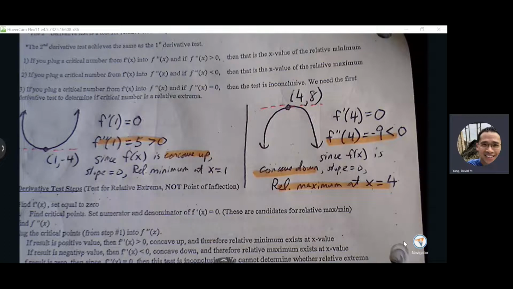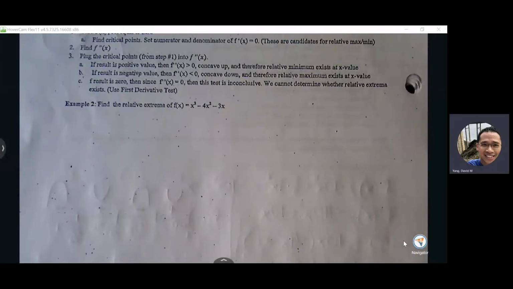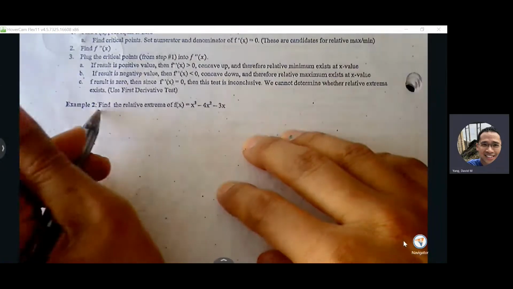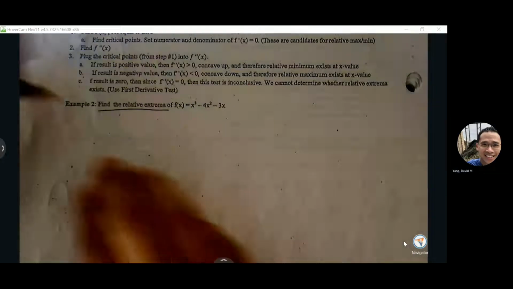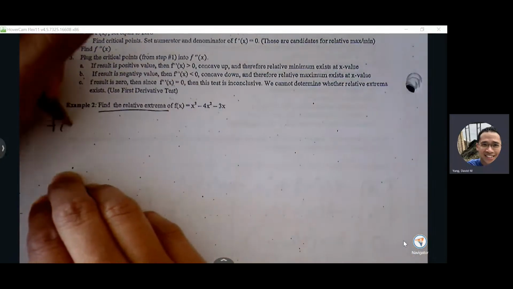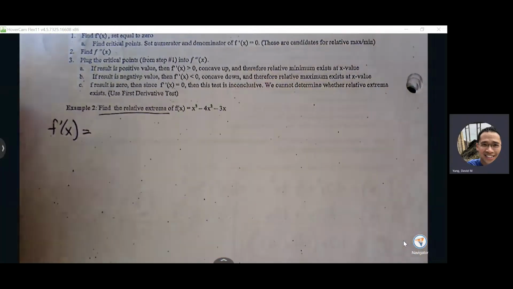Okay, so now that we understand that process, let's talk about this procedure called the second derivative test. Okay, so I'm going to jump directly to example 2 and show you the steps. Example 2 says find the relative extrema of the function. So I want to find relative max, relative min, but I don't want to go through a slope sign line. So first things first, let's find f prime. Okay. Go through the power rule.